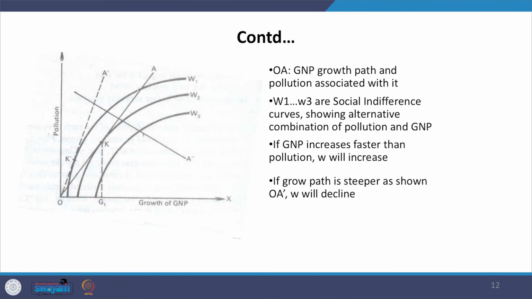So your welfare throughout this social indifference curve will remain the same, because as we move from one point to another, that clearly indicates that if we are generating more GNP, we are generating more pollution, and therefore we are able to get the same level of welfare. That is stated by W1, W2, W3, and we also know that the higher the indifference curve, the higher the level of welfare. So when we move from W1 to W2 to W3, the welfare of the society will improve.